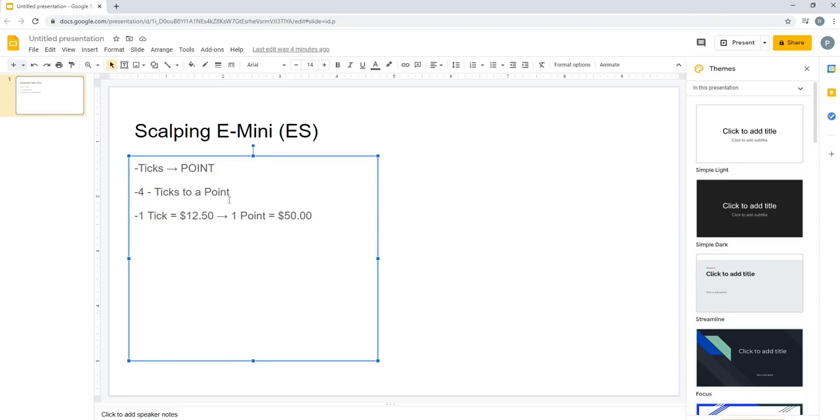I just typed this in real quick. There's ticks and points. In the futures market, everything's in ticks and points. A tick is a mini increment of points. With the ES only, every instrument has different calculations for this, but this is just for the ES: there's four ticks in a point. Each tick is worth $12.50, and therefore each point is worth $50.